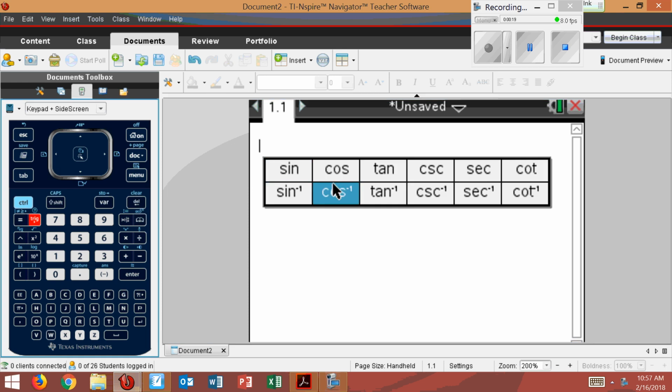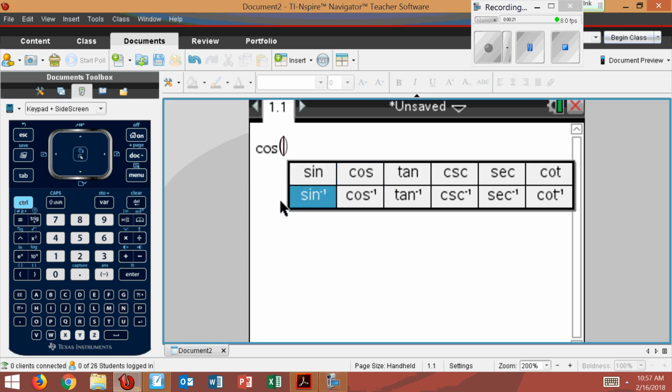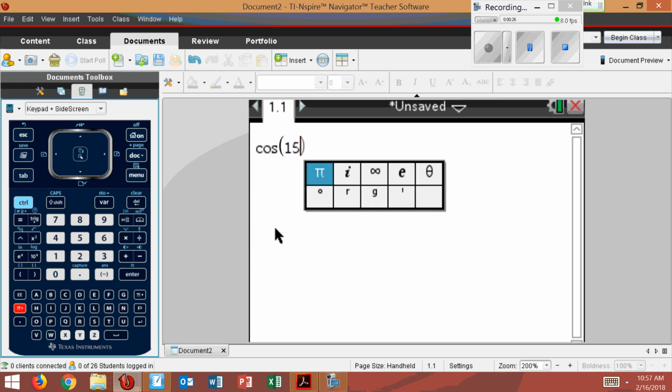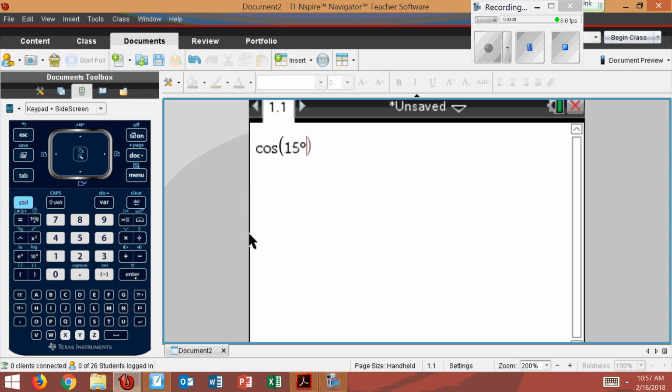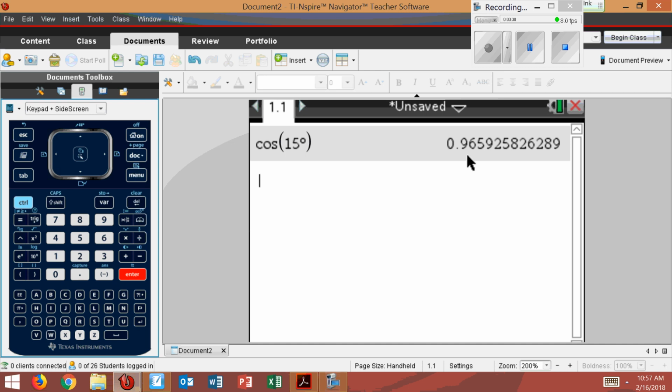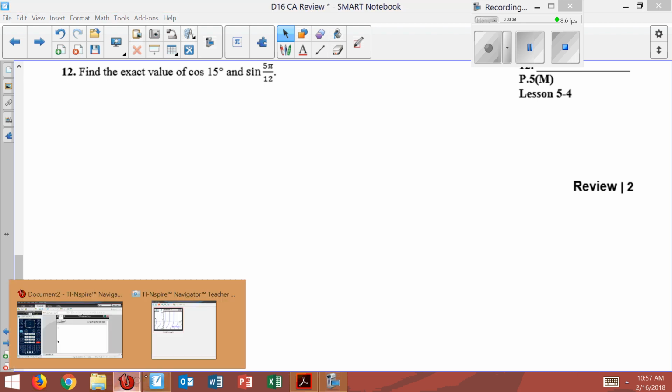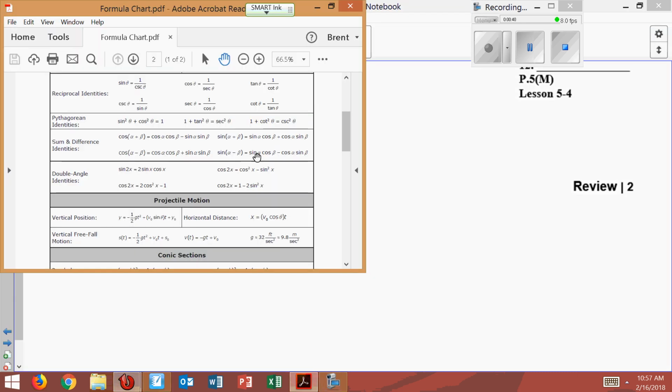And right now, if I typed in cosine of 15 degrees, you'll see that the value it gives me is just some random decimal value, 0.96592, and so on and so forth. Now, that's not going to be an answer choice. So how do we find these? Well, we learned an identity called the sum and difference. Let me pull that up.